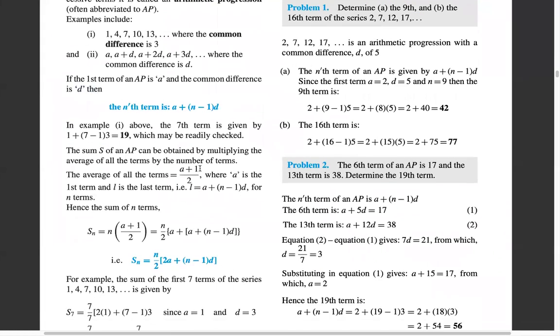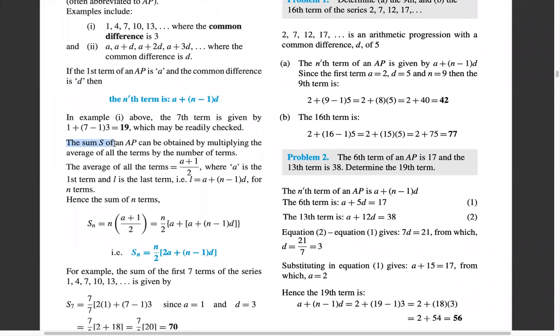So reading on here, they say the sum S of an AP can be obtained by multiplying the average of all the terms by the number of terms. So this is a way of proving how they arrive at the sum of all the terms of an AP. You want to find the sum of all the terms in an arithmetic progression. But remember, arithmetic progressions are infinite things.